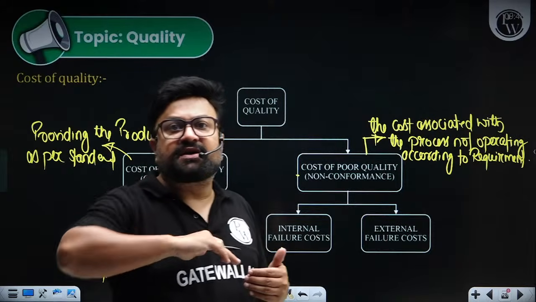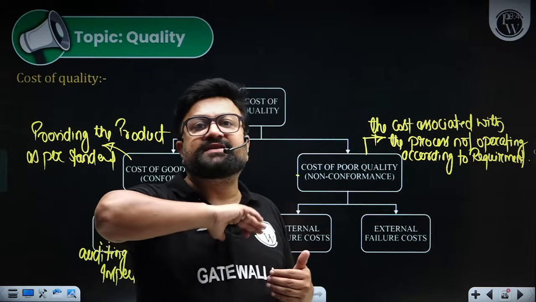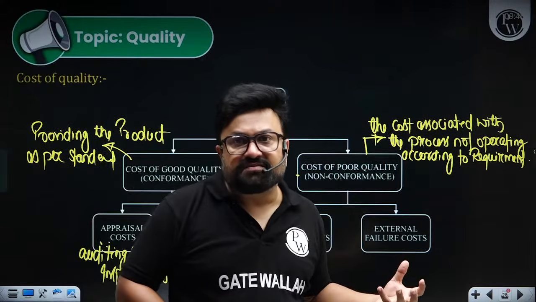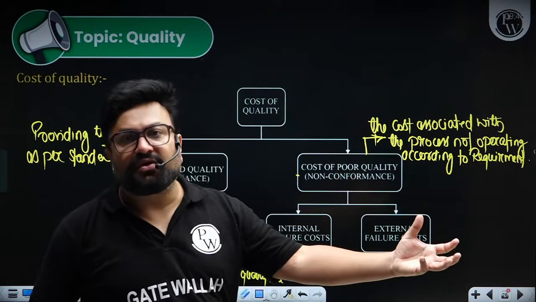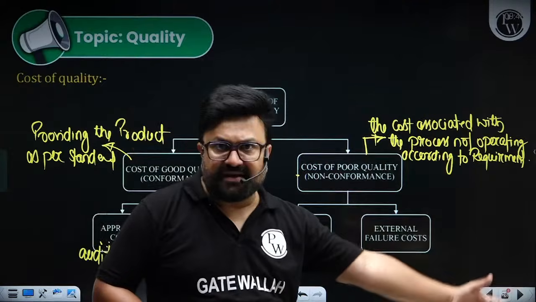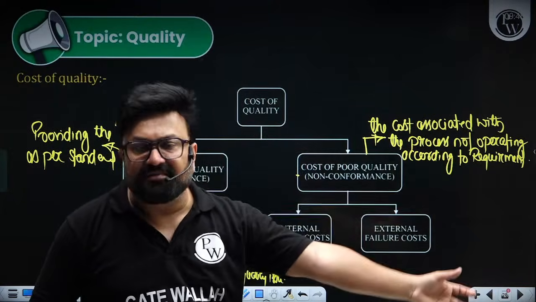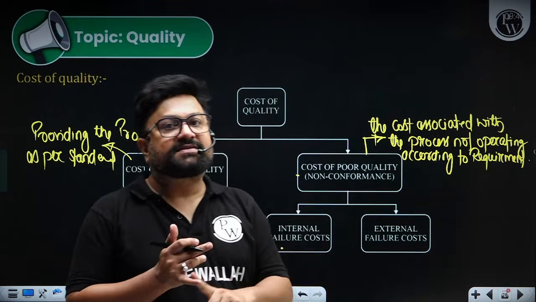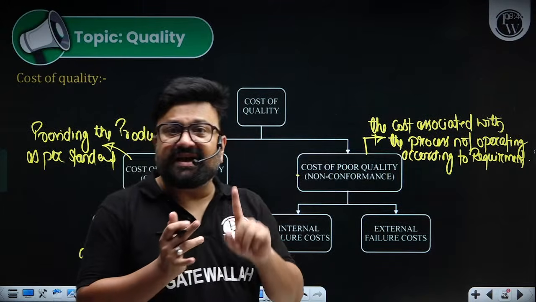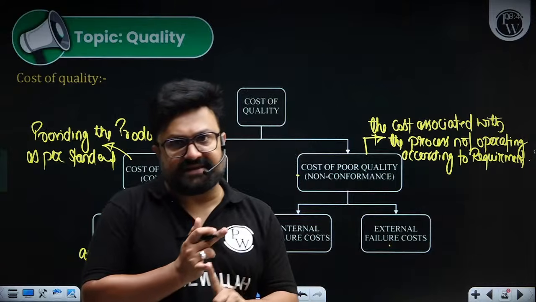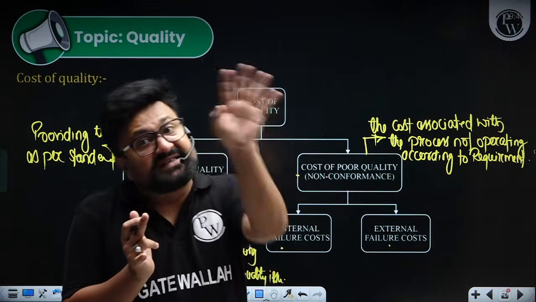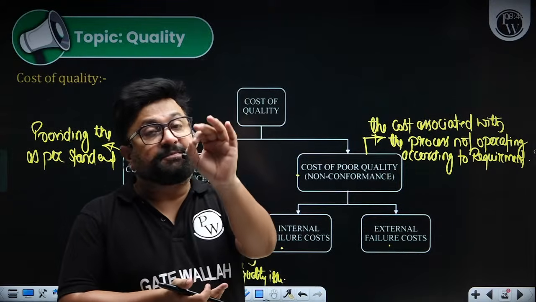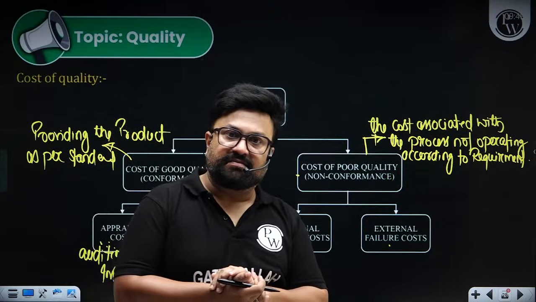Like a company is delivering you a car, and before delivering, a scratch comes on your car, on your bike, on your furniture, before transferring to the customer. External failure cost arises when the product is delivered to the customer.